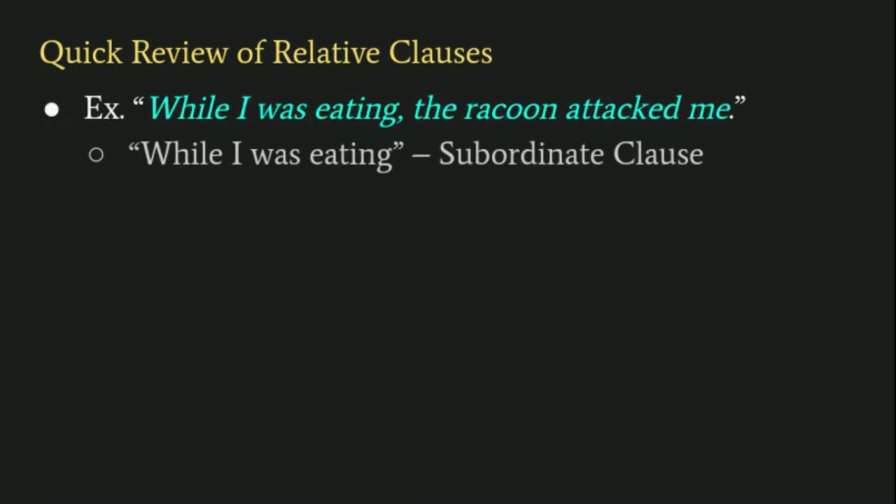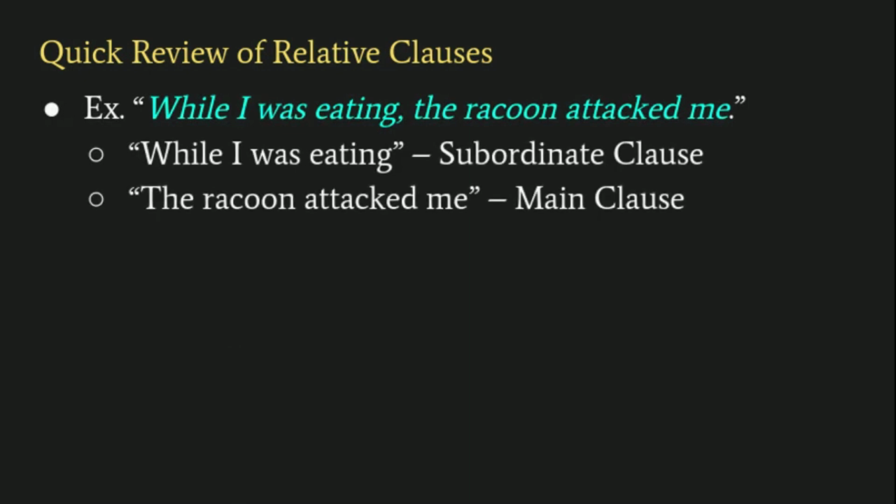So what do I mean by that? Well, in English, if you were to say to someone, "While I was eating, the raccoon attacked me," right? This is one of the examples of a while clause, a dum subordinate clause from chapter 20. "While I was eating" is a subordinate clause. It can't stand on its own. You can't walk up to someone and say, "While I was eating." It feels like something's missing, right?